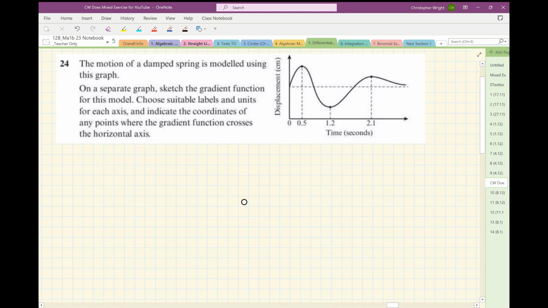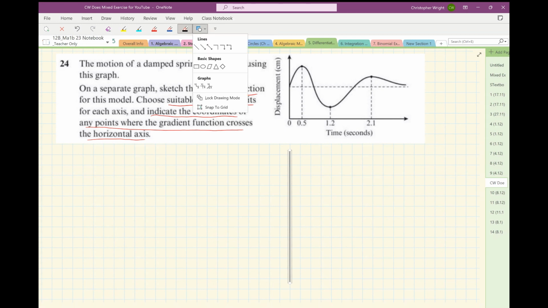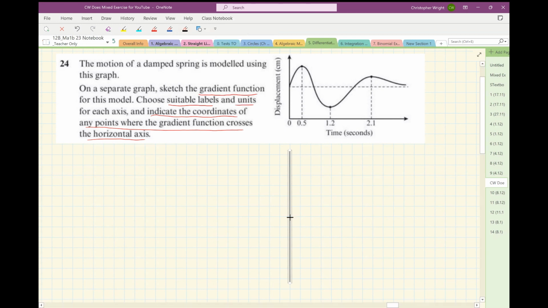Question 24. The motion of a dampened spring is modelled using this graph. On a separate graph, sketch the gradient function. Choose suitable labels and units for each axis and indicate the coordinates of any points where the gradient function crosses the horizontal axis. Right. So I'm going to draw a set of axes here directly underneath, because that's going to make it easier.